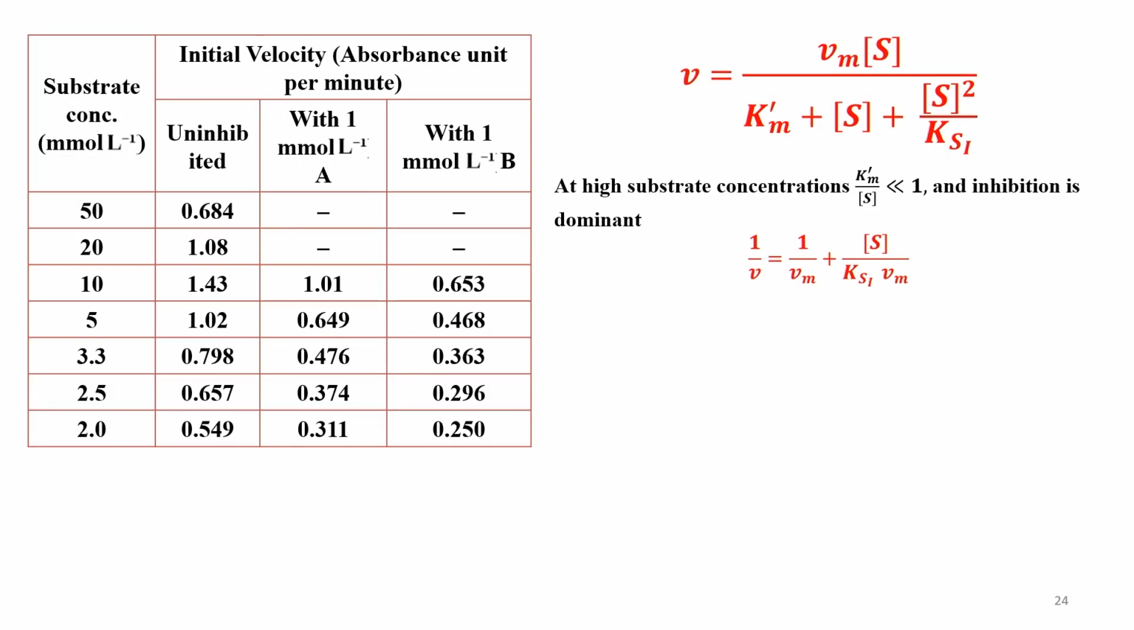As I discussed earlier, from 10 to 50 millimole per liter, we are also observing there is a further decrease in the rate, that is called substrate inhibition, that we will discuss in the next lecture.